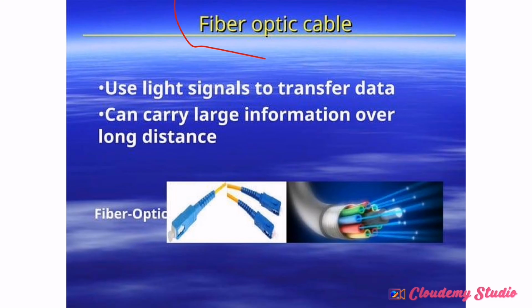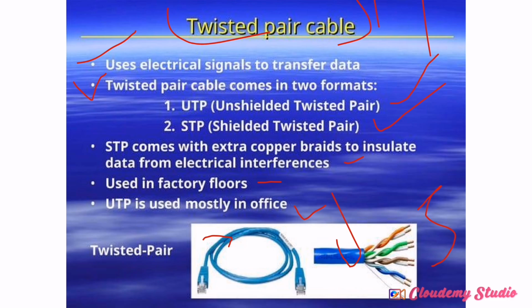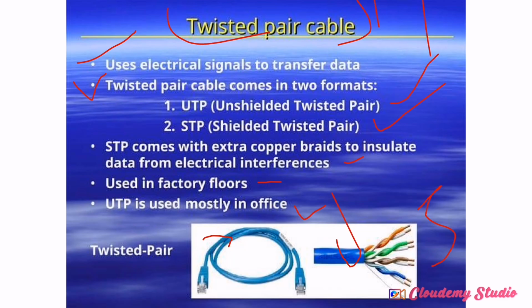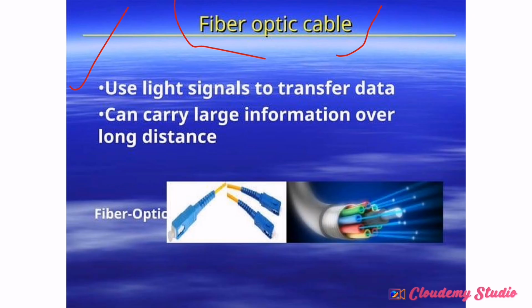So fiber optic cable uses light signal to transfer data. This one, it uses what? It uses electrical signal, and this one uses light signal to transfer data. That's the difference between fiber optic cable and this twisted pair cable. This one uses electrical signal to transfer data, and this one uses light signal to transfer data.